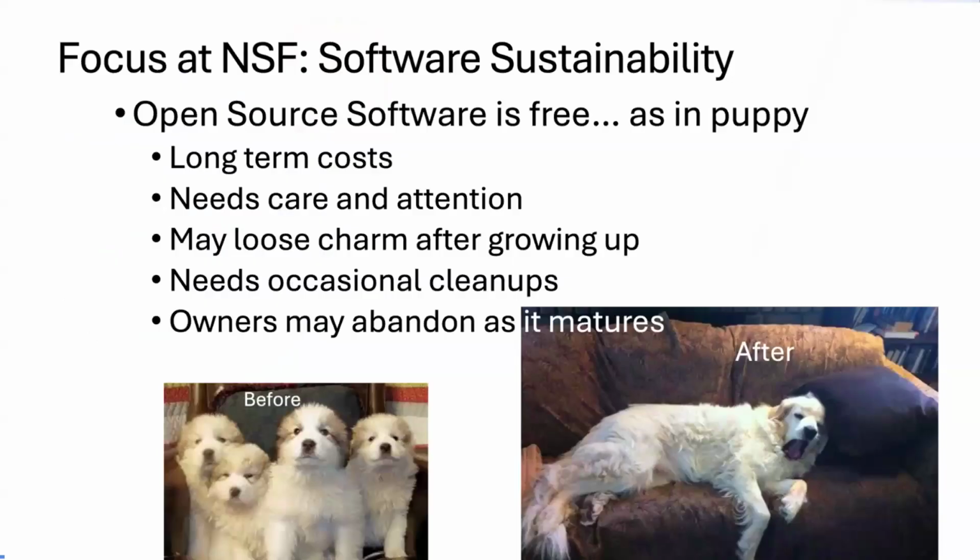And this is a slide that I found in one of my old decks where I was talking about software sustainability and how software was free. It wasn't free as in beer or free as in speech. It was free as in puppy. The pre-picture, these are Great Pyrenees puppies. The post picture was my dog Benjamin at the time, 125 pounds of love and hair.